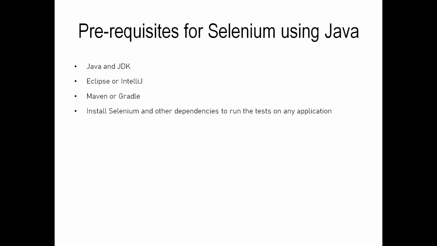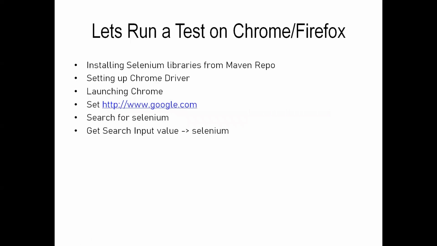Now, if I want to run Selenium using Java, what do I need to have on my computer? You need to have Java and the JDK, and you can use any editor, Eclipse or IntelliJ. I prefer IntelliJ because that is the latest one. You can create a project using Maven or Gradle. In the example I'm going to show you, I'm using Gradle. And you need to install Selenium and other dependencies to run the test cases that I'm going to show you.